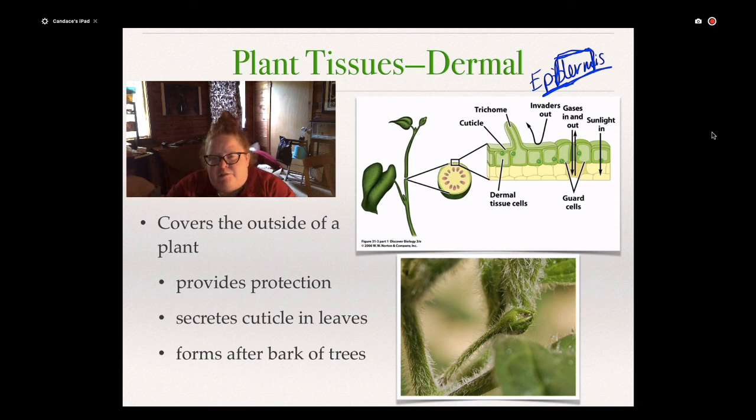So dermal tissue on the plant is the tissue around the outside. It functions much like our dermal tissue does. It provides protection. It secretes things, like our skin secretes oils. The dermal tissue of the plant secretes the cuticle, which is that waxy thing. Remember we talked about in the last lesson that if this were gone, the plant would dry out because it wouldn't have that to help hold in the water. This is what eventually forms the bark of our woody plants, especially trees. It also has trichomes, which are hair-like projections that we see on lots of plants, and those can have oils on them as well.